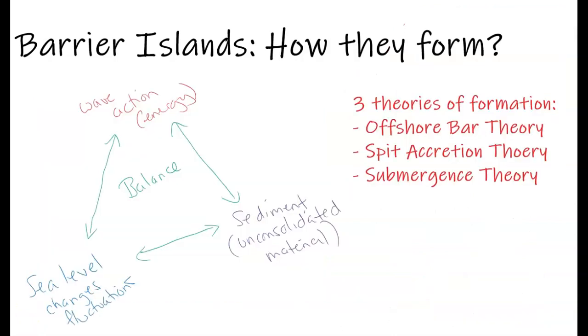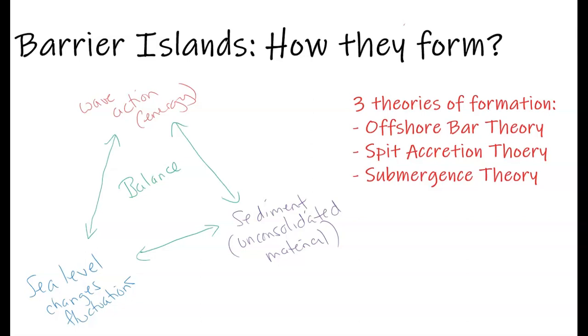So how do these barrier islands form? So there's three theories of formation. There is the offshore bar theory, the spit accretion theory, and the submergence theory. Now, all these theories are good, and they are contested and argued scientifically of how different parts or different areas of barrier islands in the world are formed. Now, some might argue that one theory works better for the Outer Banks, whereas one theory works better for the Gulf of Mexico and Padre Island, and one theory works for a different area in a different part of the world.